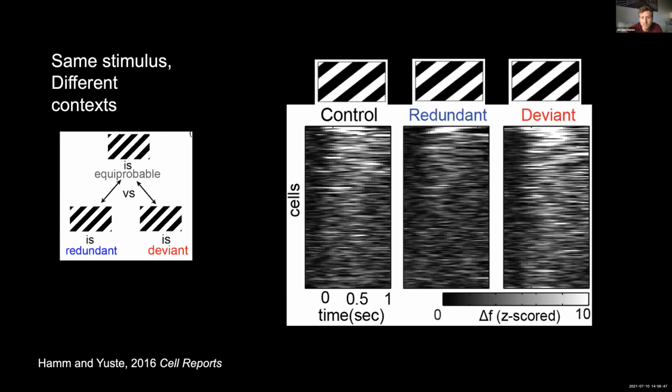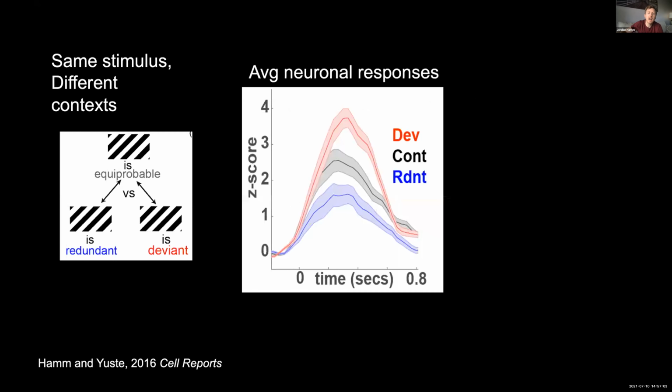And you can actually see this bidirectional modulation just at the single cell level. You get a reduced response when that same stimulus is redundant in its current context, and then an augmented response when that stimulus is deviant in its current context. And here's an average across neurons from that data. And I'll show a lot of plots like this just as a basic quantification of this effect.